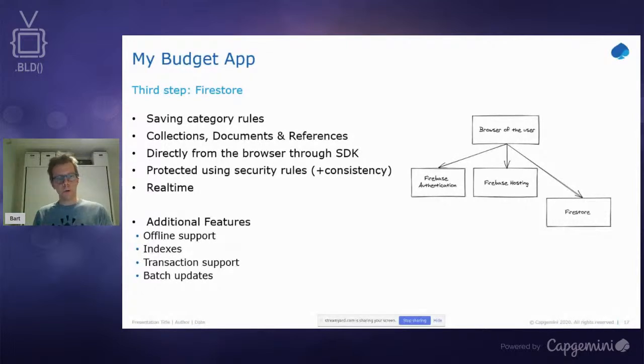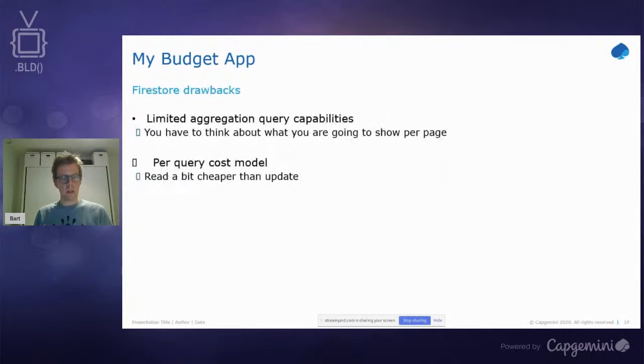And to improve query performance, there are indexes and also transaction support is possible as well. So if you want to make multiple updates to Firestore, that's possible too. There's also the possibility of batch updates. But while I was working on this and playing around with storing these categories and eventually also transactions, I learned that Firebase has some drawbacks. For something like our own budgeting app, it turns out that you run into these limitations quite quickly, because one thing that's really missing is aggregation queries.